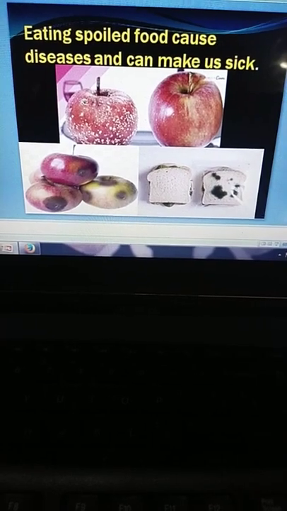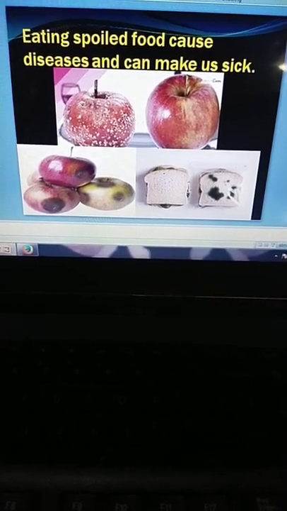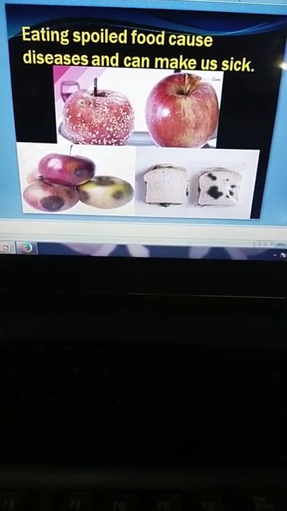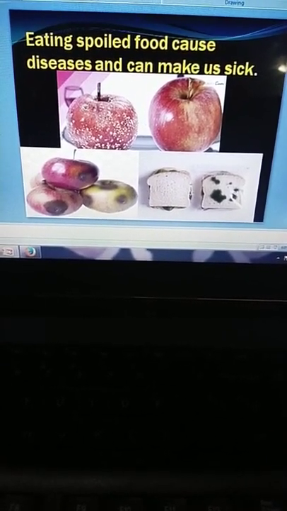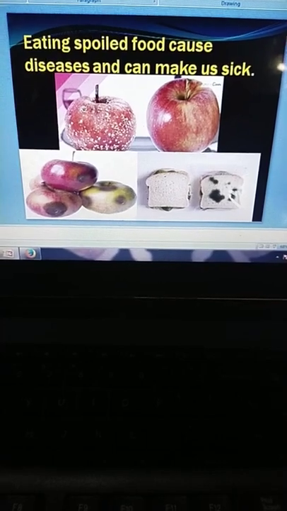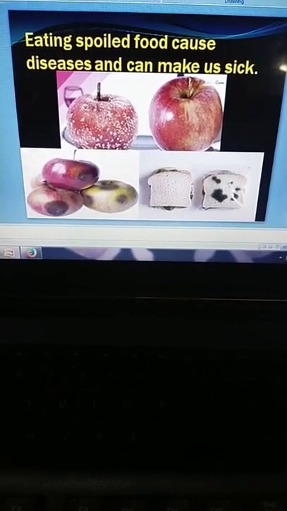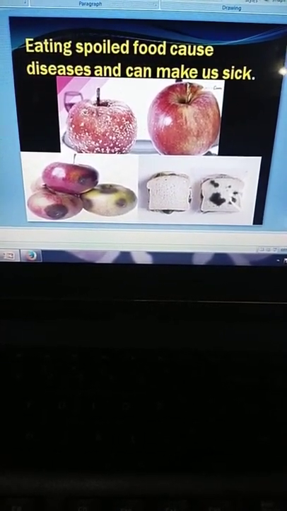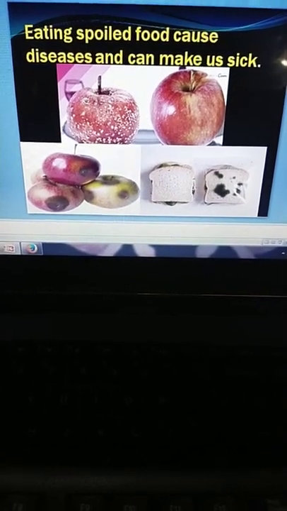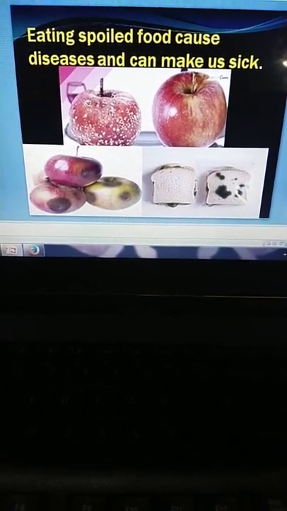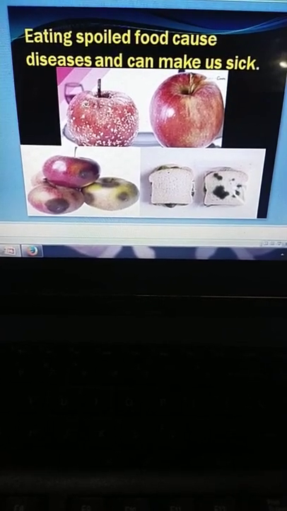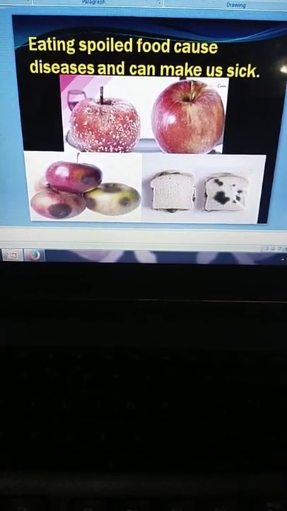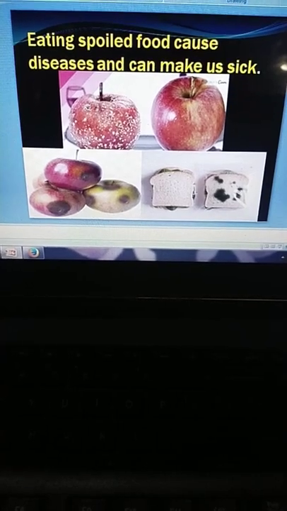Eating spoiled food causes diseases and can make us sick. Yes children, so the food items which are already spoiled, we should not eat all those items because it will cause various diseases in our body and will make us sick. Diseases like food poisoning can be seen in our body. So we should not eat spoiled food at all.